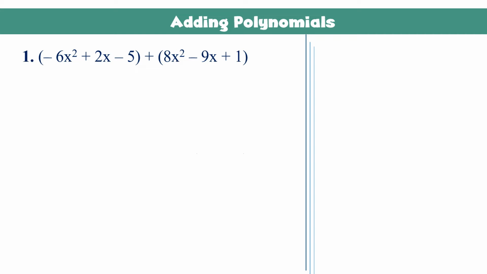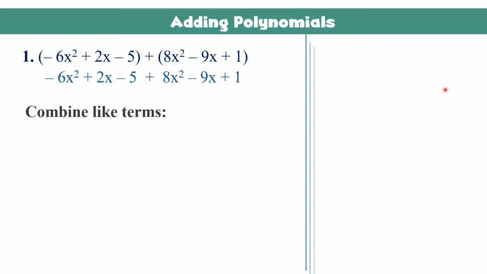So now let us have the first example. We have negative 6x squared plus 2x minus 5 plus 8x squared minus 9x plus 1. In adding these two polynomials, it is just the same with removing their parentheses since this is addition. It is a different case for subtraction. Now we may proceed in combining like terms.